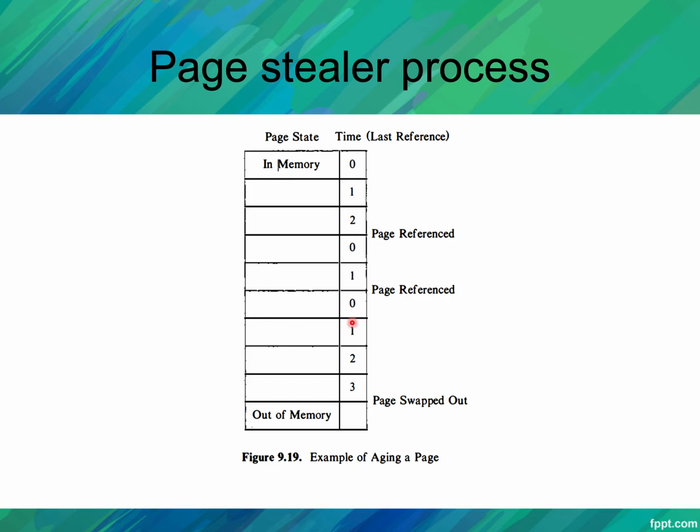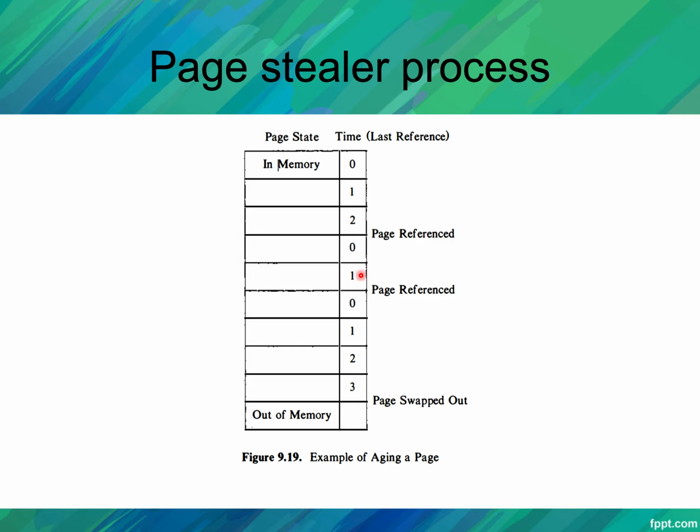So this is the example of aging of a page. In memory, this is a page in memory. When it is currently executing, the age of the page is 0, and if it is not referenced, that means if it is not executing, then the age of the page will be increased to 1, 2, and then once again, when the same page is referenced, at that time the age will be reset to 0.